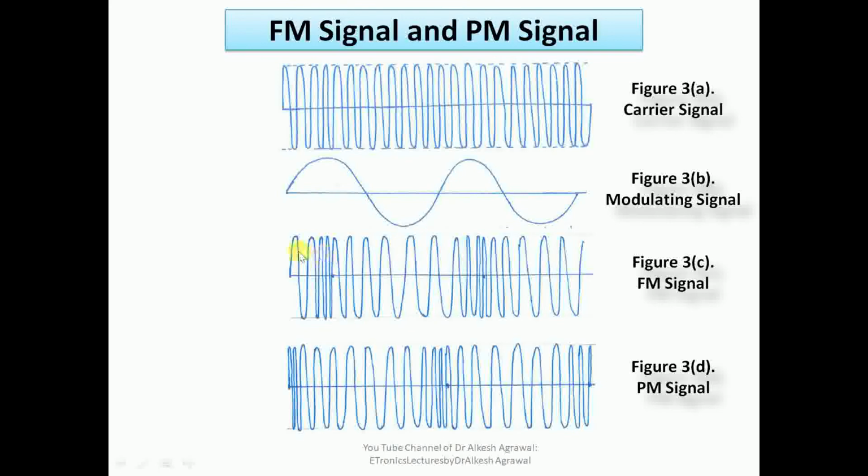But how can you understand the basic difference between the two signals? We see this is a modulating signal, and we know that here the frequency is being varied accordingly. The instantaneous frequency is being varied according to the amplitude of the message signal.